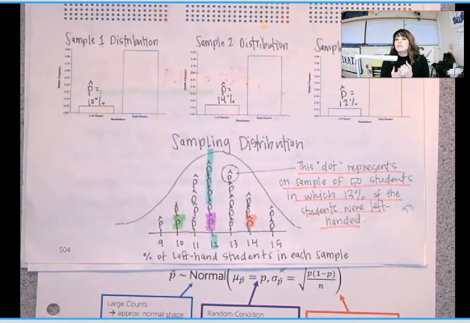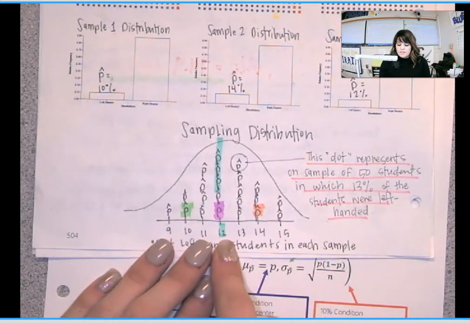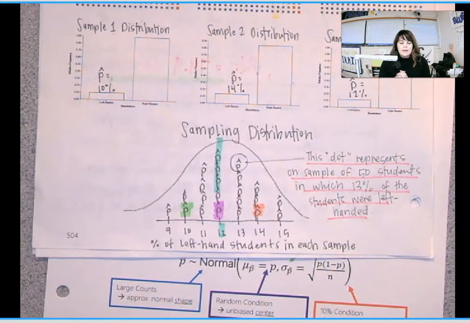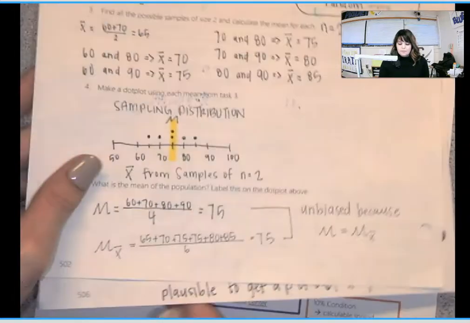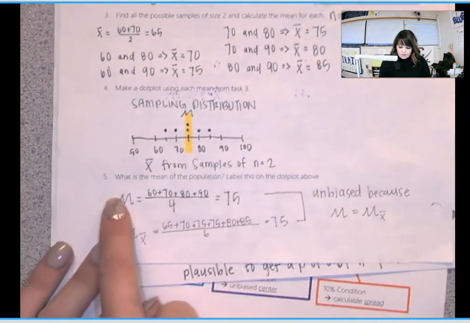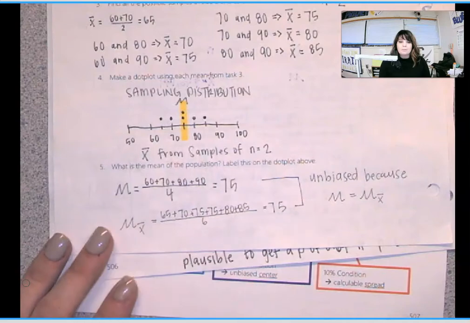So if we're looking at a proportion, your sampling distribution will be centered on the true value of the proportion. If we're looking at an average, the center of your sampling distribution will be at the true value of the average. We actually saw that here. We saw that our true value, 75, was at the center of our sampling distribution.